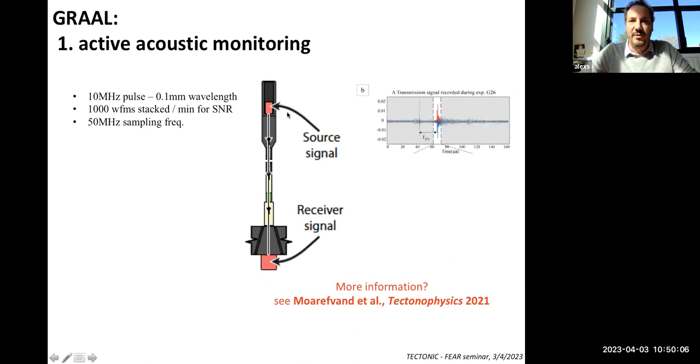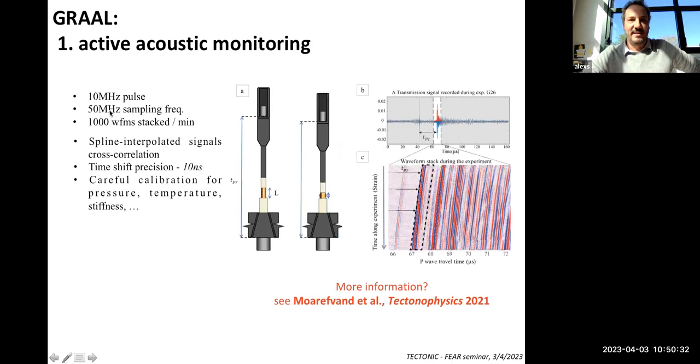So here you have a source and we send a signal. This is a very high frequency signal because our sample is only 10 millimeters. So it's typically a 10 megahertz signal, with a wavelength of around 0.1 millimeter, so we have 10 wavelengths in our sample, basically. Obviously there is a lot of noise, so there is a lot of stacking we need to do, and we need to go to a sampling frequency above 10 megahertz, etc., etc. And in the end, we have a very clear arrival.